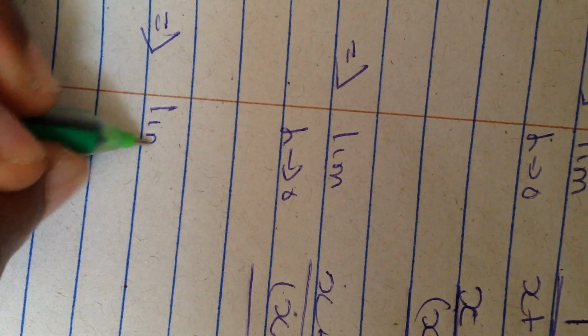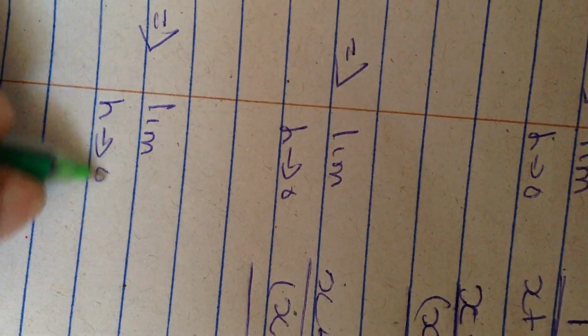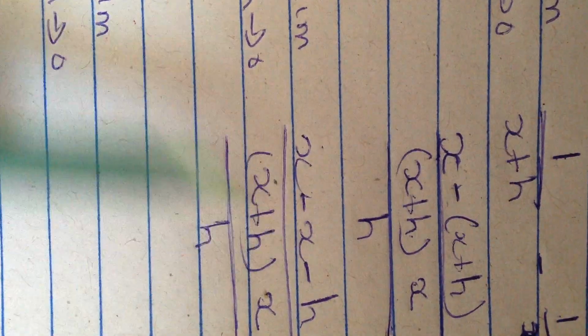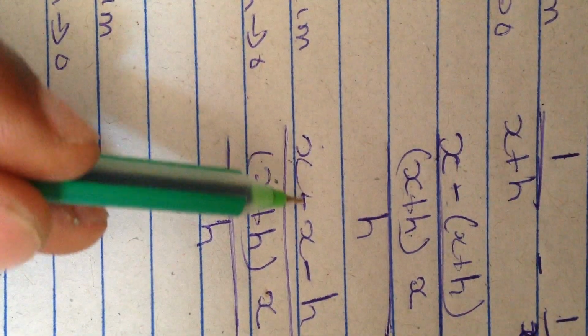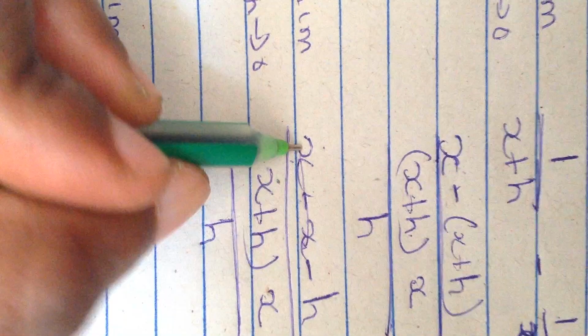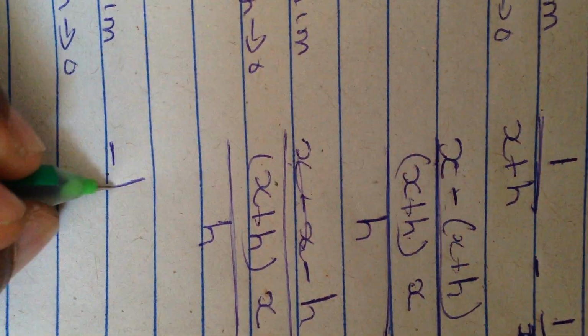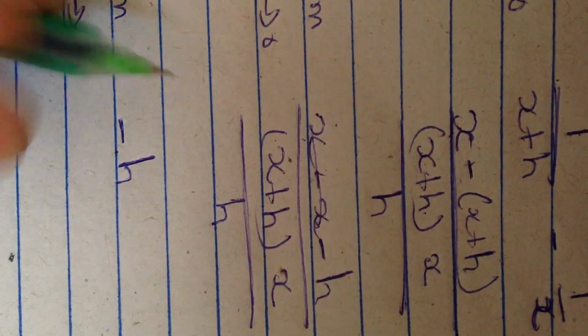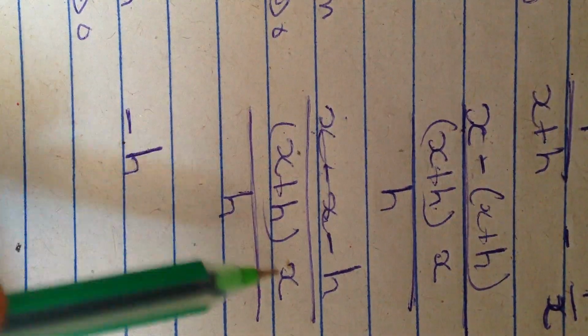You have your limit as h approaches 0. So you have your x minus x. What is x minus x? X minus x, that's 0. So this one goes. We're going to remain with negative h. So we're going to have negative h. Wow, this is nice. So, okay, let's multiply this, guys.